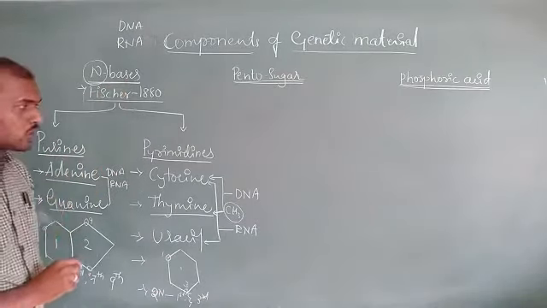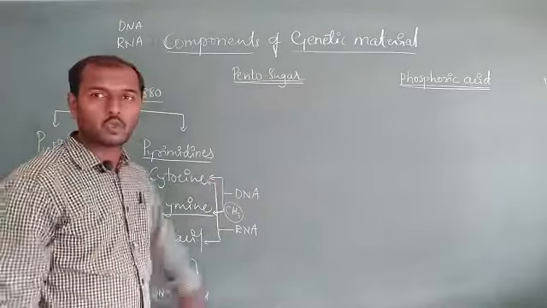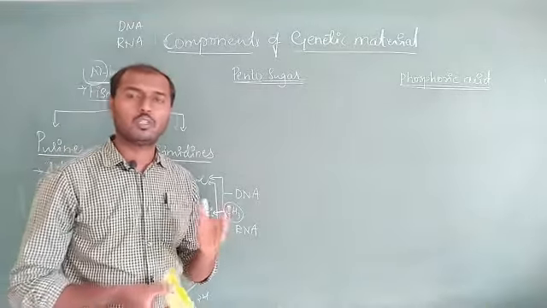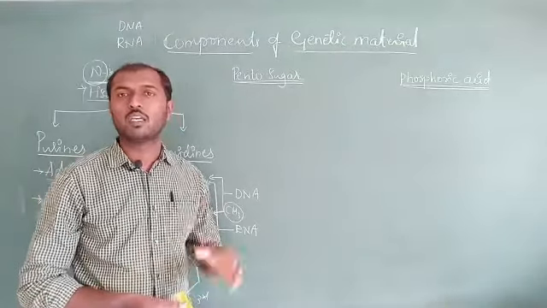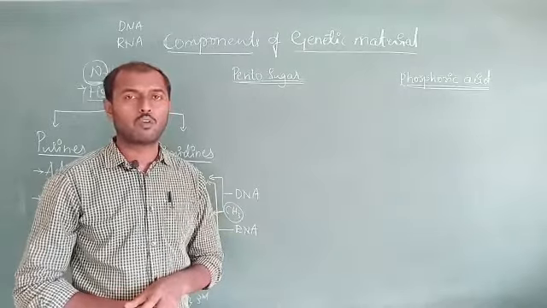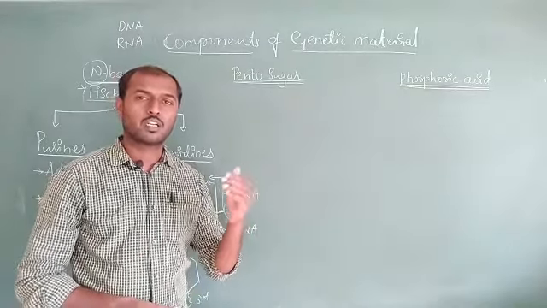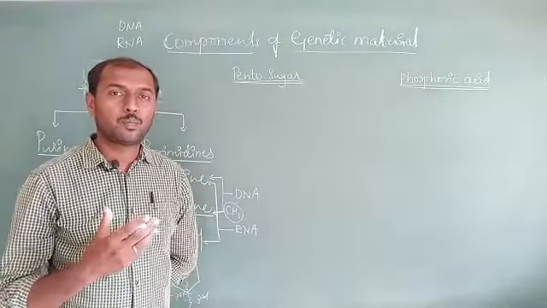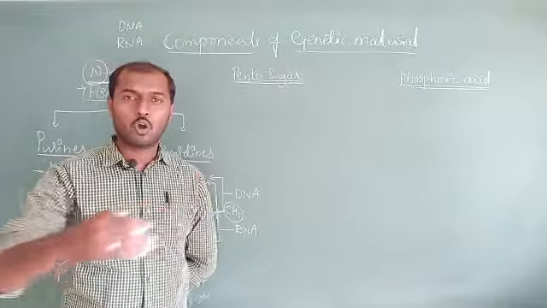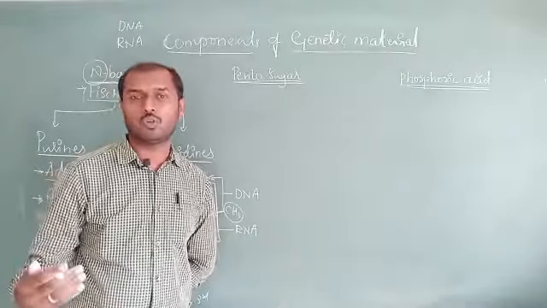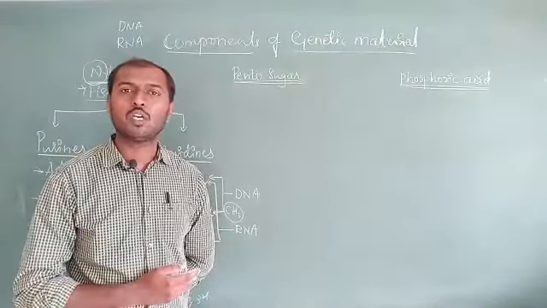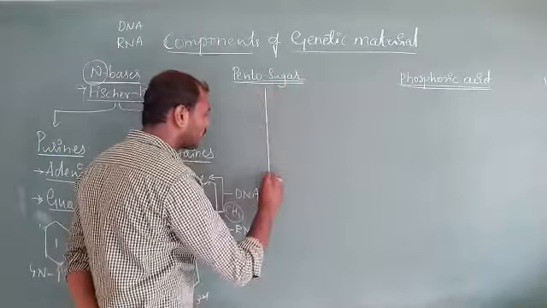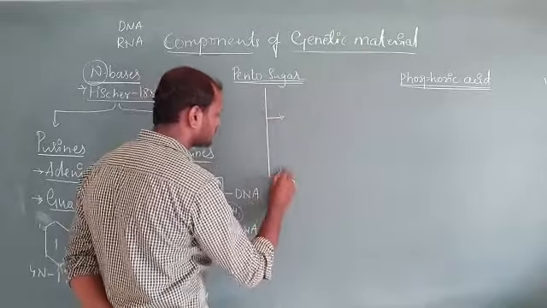Let's go to the next one, pentose sugar. Pentose sugar is also one of the important components, a very important component for construction of DNA or RNA or genetic material. This pentose sugar, which forms a long polymer chain, is the most important backbone for genetic material. In case of pentose sugar also we can see 2 different kinds of pentose sugar.